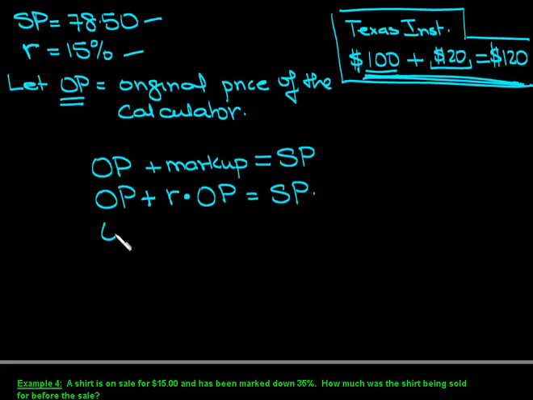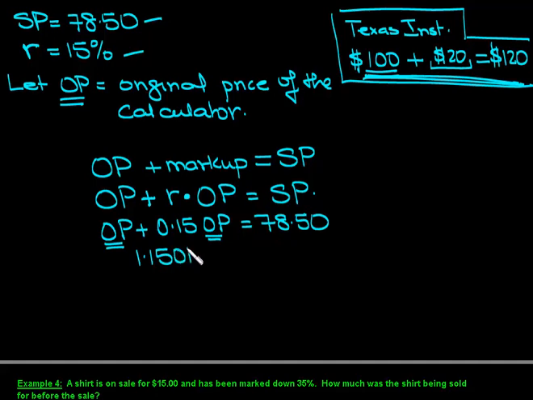We have OP is something we are looking for, plus R is 0.15 of OP is equal to 78.50. It's already in terms of one unknown. Even though it looks like two variable letters, it's really one unknown. So we just add them up on the left, so we get 1.15 OP, because this is 1, and you're adding that, should equal to 78.50.